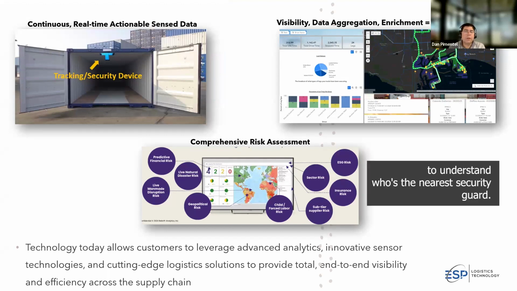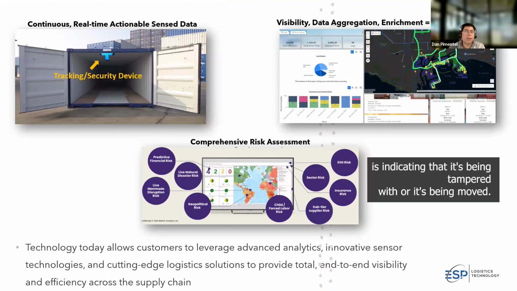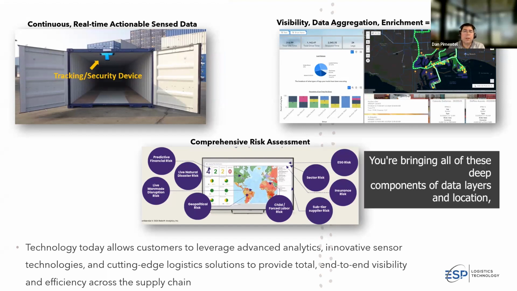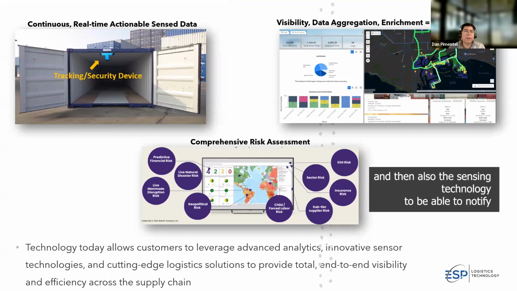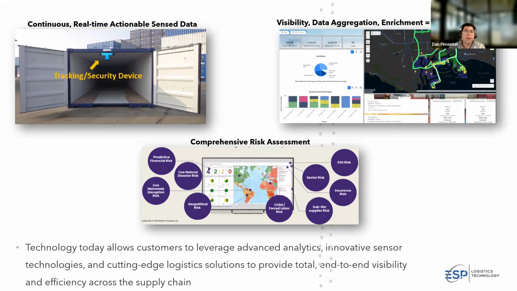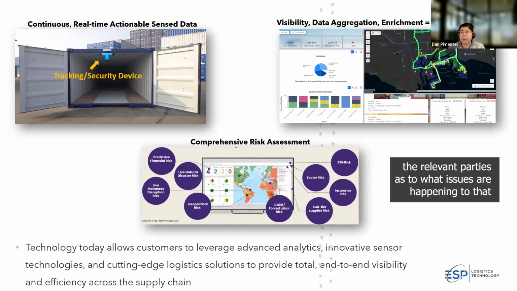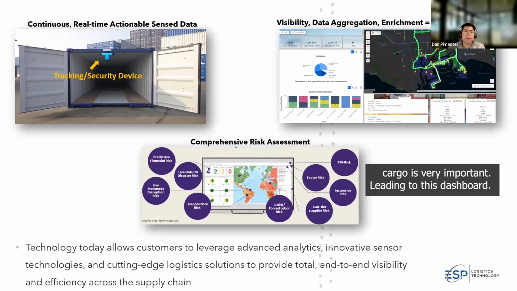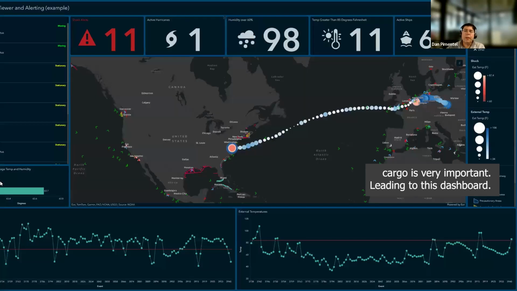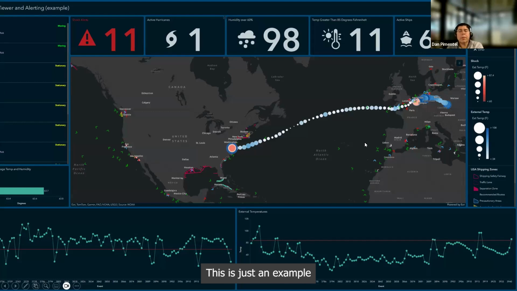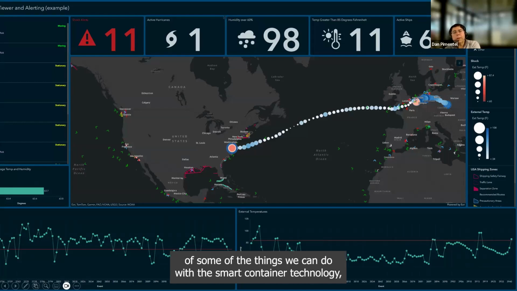And then the ability to understand, who's the nearest security guard if a certain container is indicating that it's being tampered with or it's being moved. So you're bringing all of these components of data layers and location, and then also the sensing technology to be able to notify the relevant parties as to what issues are happening to that cargo is very important. Leading to this dashboard, this is just an example of some of the things we can do with a smart container technology, not only from a security perspective, but also the handling of the cargo.